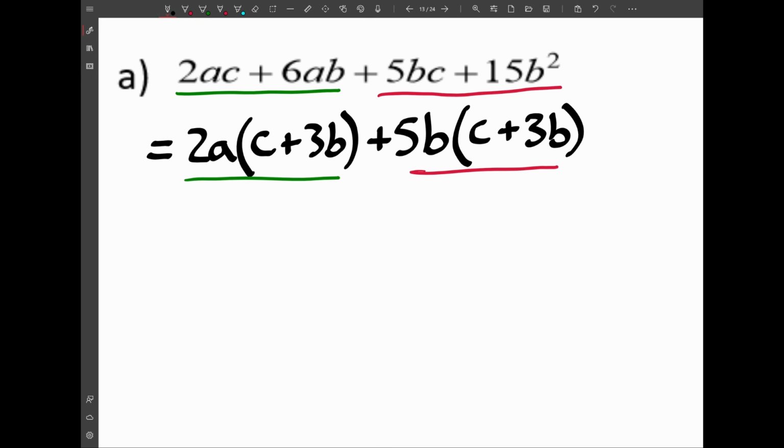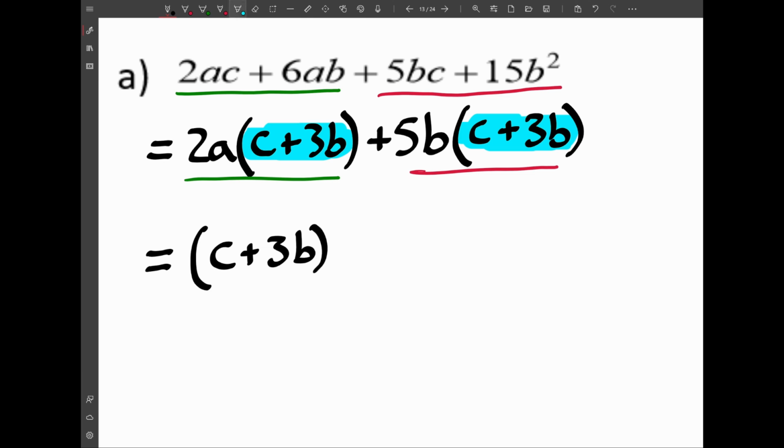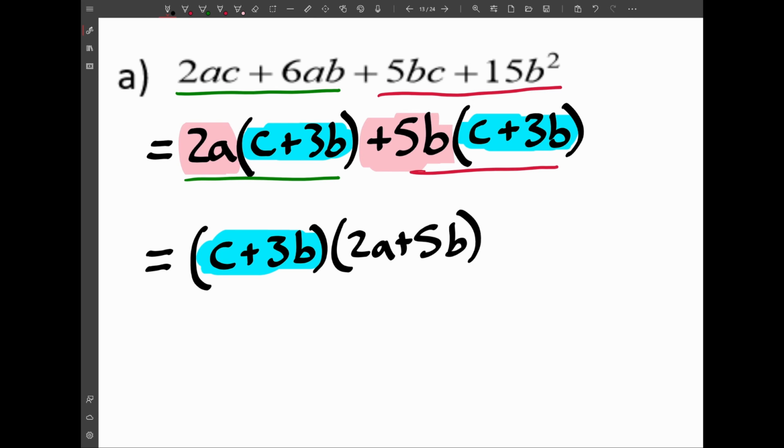But now that we've done the factoring by grouping, this should look very familiar. Now we have that c plus 3b that's common between both sets. And then we look at what's left over, 2a plus 5b. Boom. And of course, you can check your work by expanding.